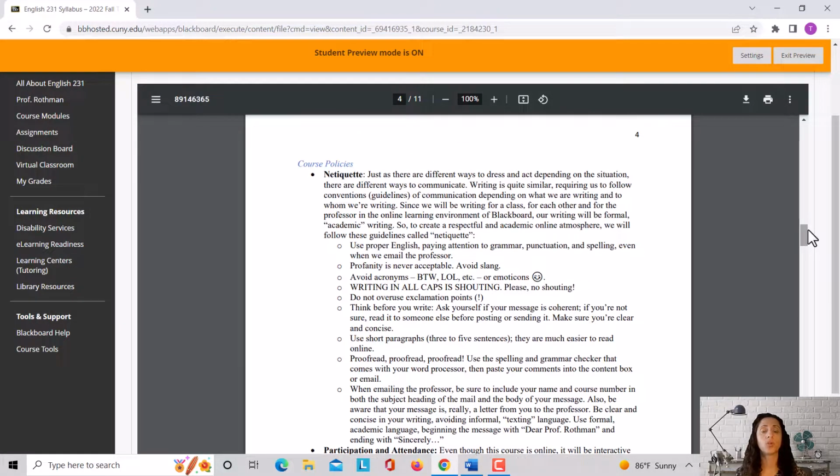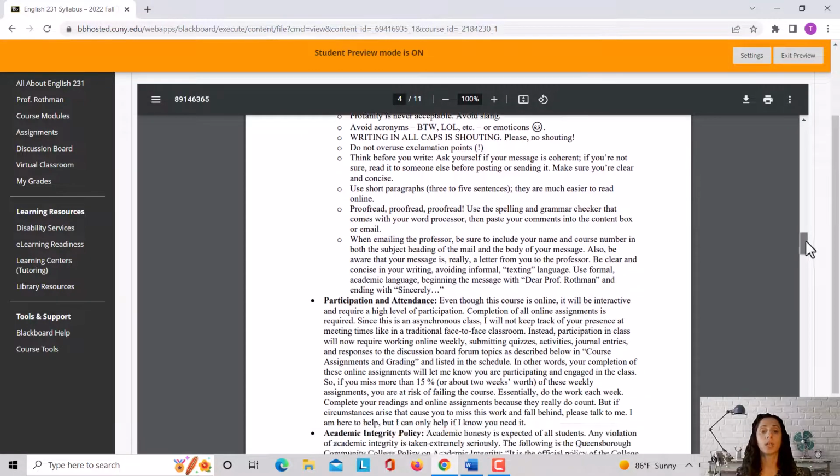So now we move on to course policies. I'm going to focus on a few of these very important policies. The first policy is netiquette. Just as there are different ways to dress and act depending on the situation, there are different ways to communicate. Writing is quite similar, requiring us to follow conventions or guidelines of communication depending on what we are writing and to whom we're writing. Since we will be writing for class, for each other, and for the professor in the online learning environment of Blackboard, our writing will be formal, academic writing. So to create a respectful and academic online atmosphere, we'll follow these guidelines called netiquette.